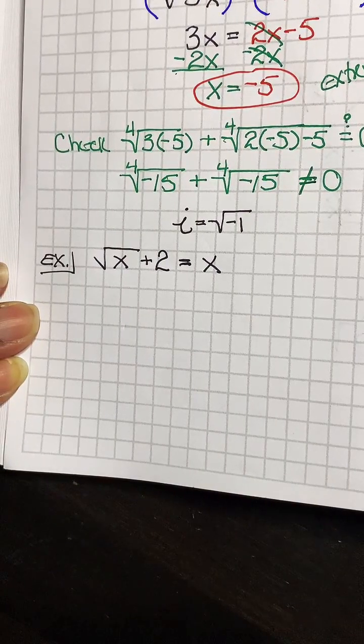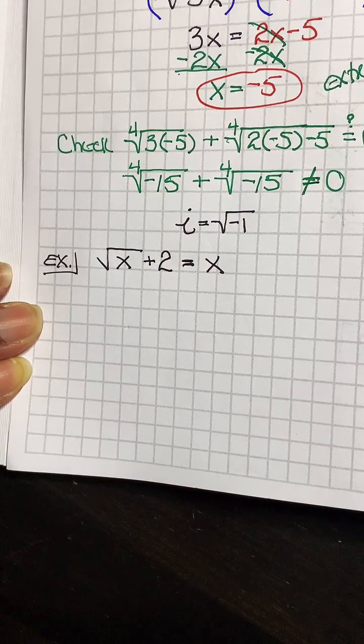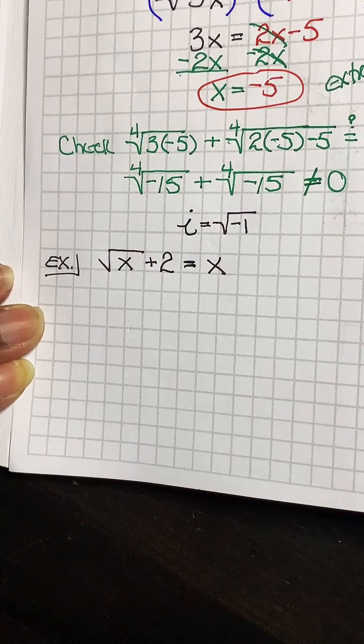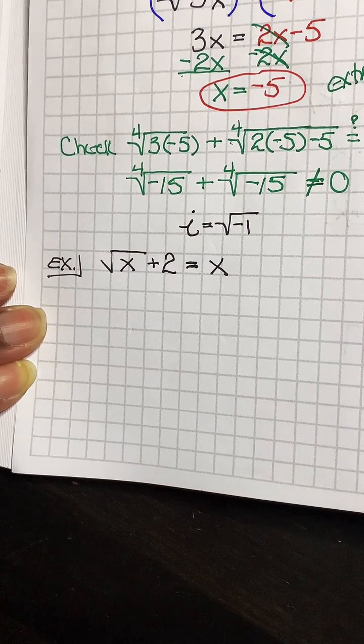Hey, Amber. Okay, so let's take a look. We have the square root of x plus 2 equals x. All right, so we're starting off with an Algebra 2 question, definitely an SAT type question.